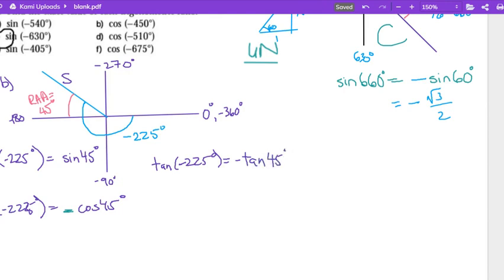Yes, what's the question? How do you know what number to subtract from the reference angle? I just think, how far away am I from the x-axis? So you do it based on the x-axis. I always do it based on the x-axis.